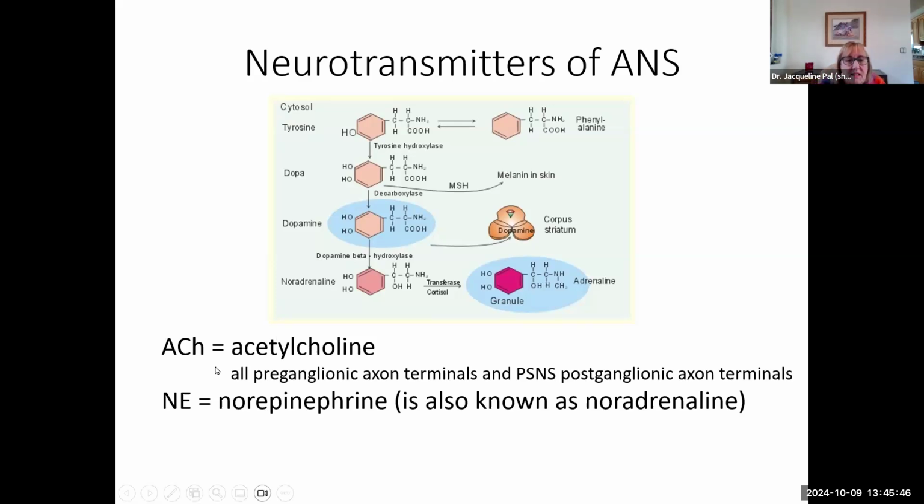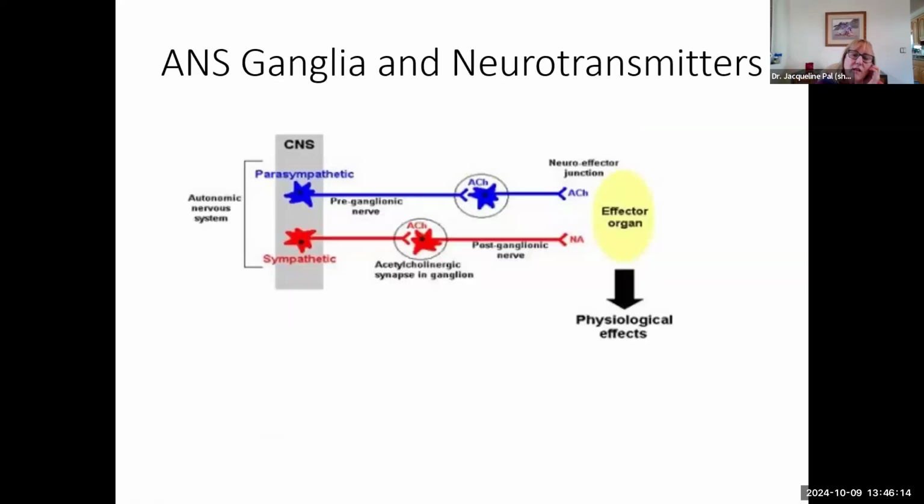Okay, so acetylcholine is involved in the somatic nervous system. It's the only one involved there. But in the autonomic nervous system, acetylcholine is still going to be involved most of the time. Okay, but norepinephrine / noradrenaline is going to be involved a little bit of the time, specifically at one location. Okay, so let me talk about that.